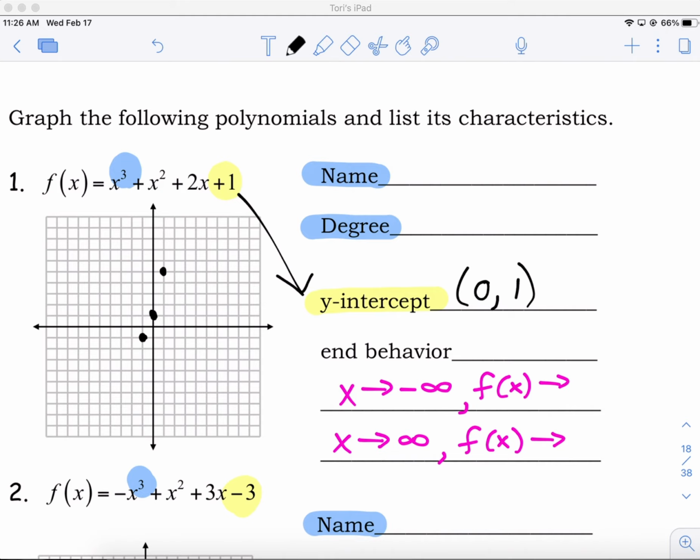Okay? All right, from here, let's talk about some conclusions I can make about my equation. I know my equation's name and its degree based on the highest exponent in my first term. So my name is cubic. That's what we use when it's to the third power. And its degree is a 3. That's going to tell me my shape.